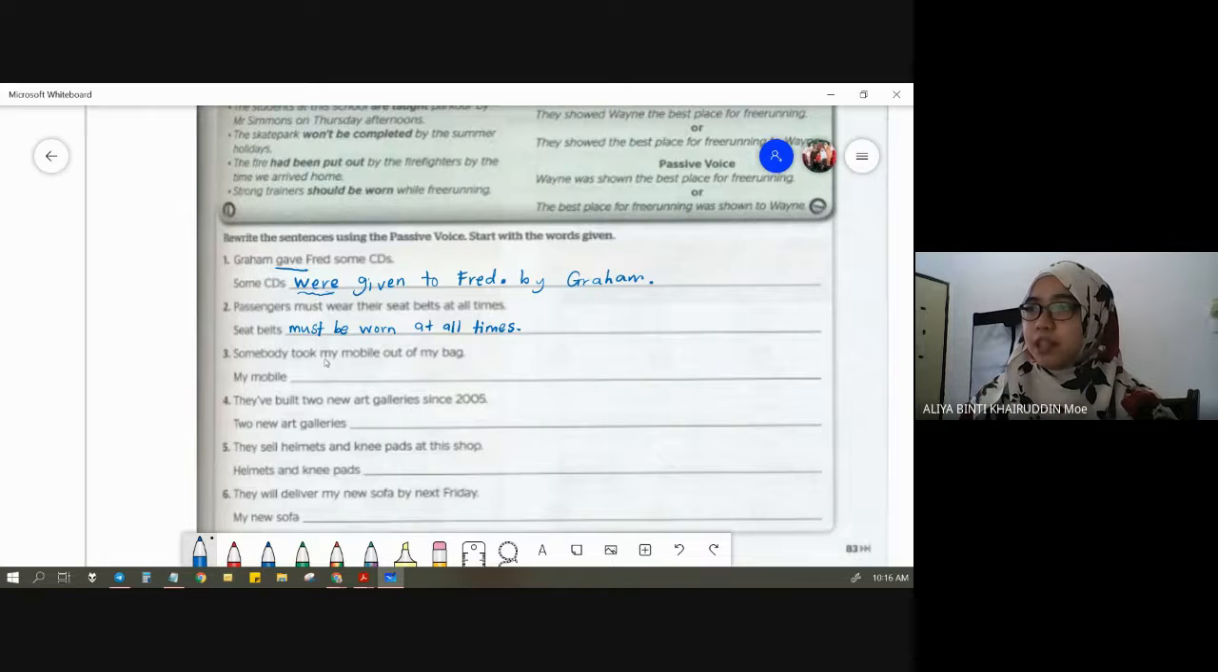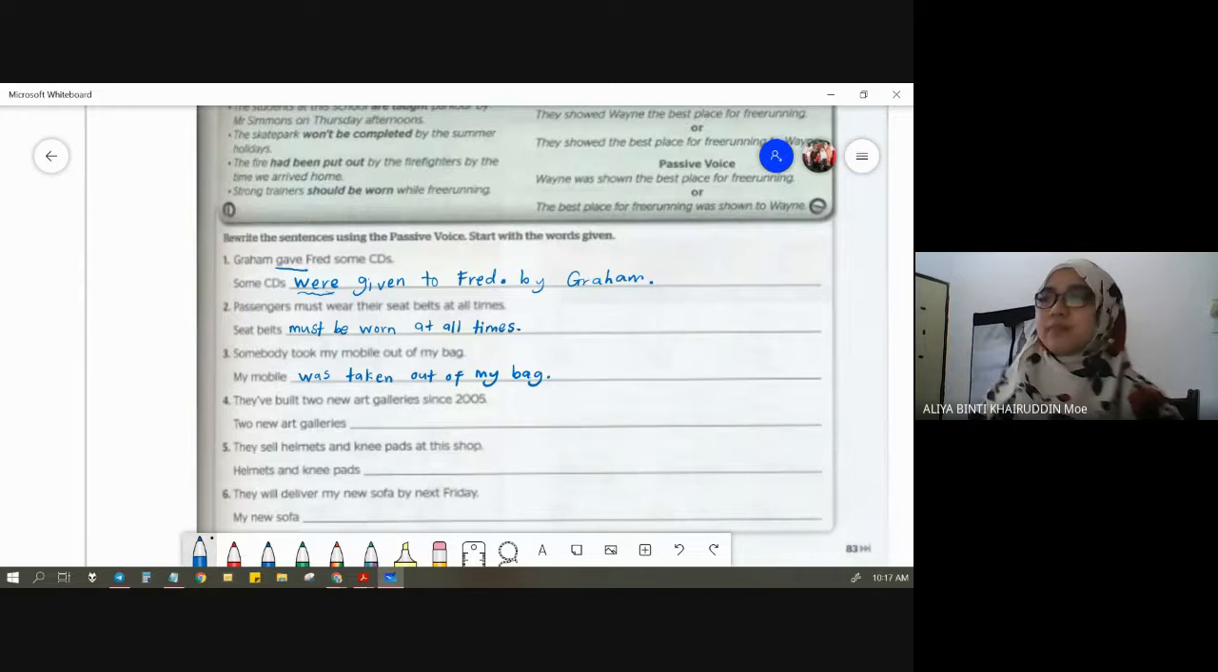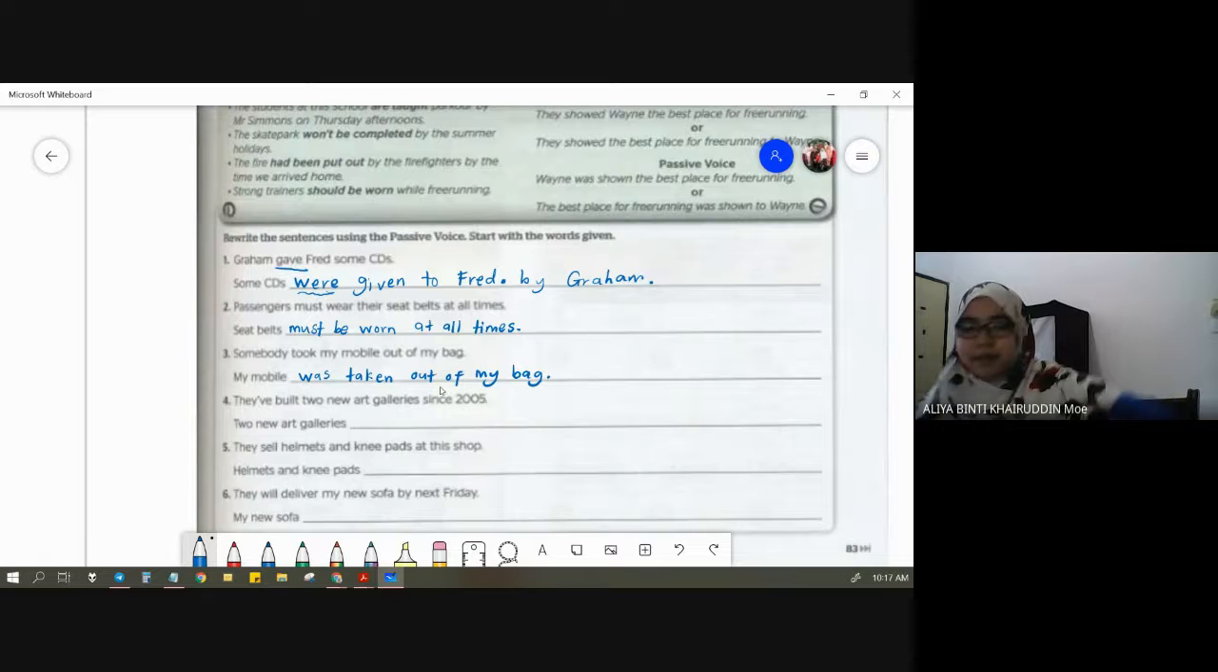Okay, number 3. Somebody took my mobile out of my bag. So my mobile, how to write this in passive sentences? My mobile took. How to change this into passive form? It is past tense, right? So should it be is, was? Taken. Yes, was taken. Very good. My mobile was taken out of my bag. All right. So that's number 1 until number 3.